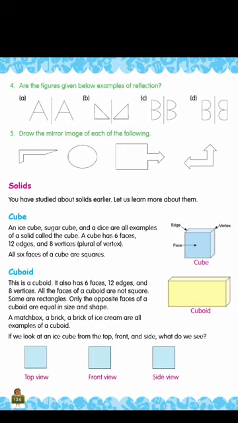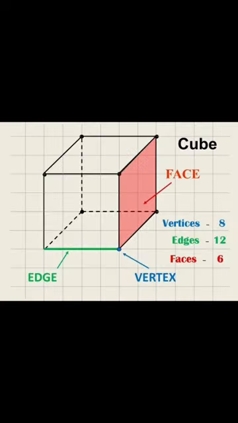So our first solid is a cube. An ice cube, sugar cube, dice, these all are the examples of a cube. Now a cube has 6 faces, 12 edges and 8 vertices. And all the 6 faces of a cube are squares. Now let us see about the cube in detail. A cube is a three-dimensional figure which is having 6 faces, 12 edges and 8 vertices.